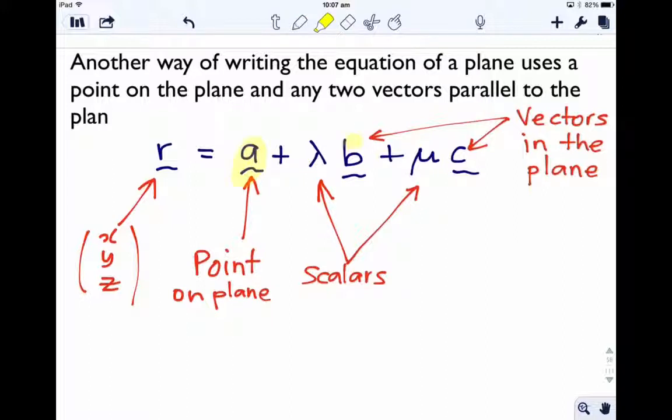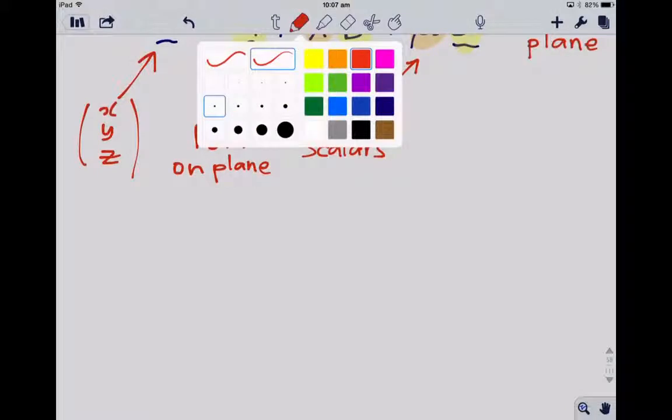You've got two vectors that lie parallel to the plane or lie in the plane. Well, it's not the same thing, but a vector that's parallel to the plane and in the plane is going to have the same direction. And then you've got these two scalars here, lambda and mu.